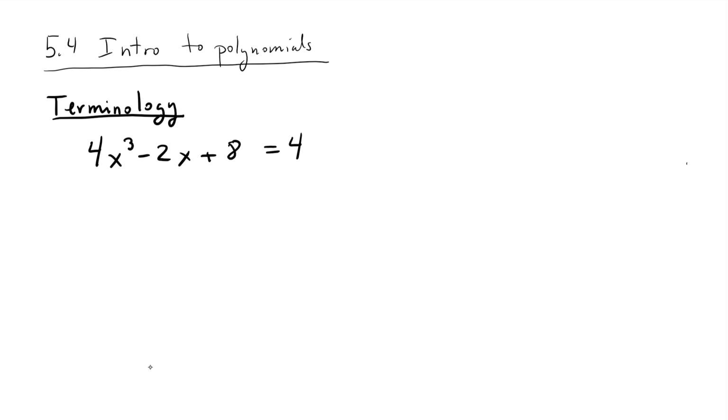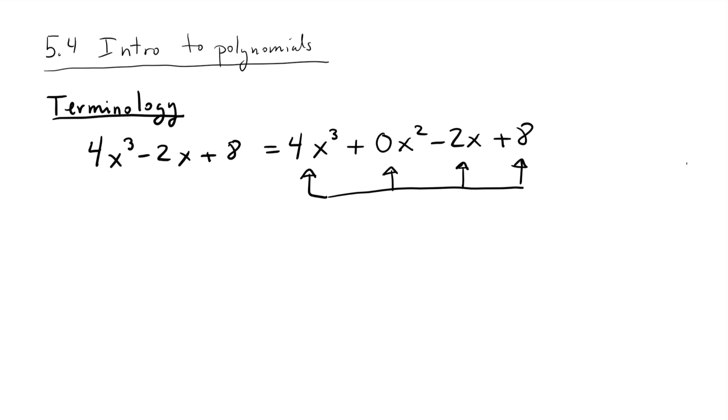Now, this polynomial, you'll see it has no x squared in it, right? So there's an x cubed, but no x squared. So in some way, there is an x squared, but it has a coefficient of 0. Okay, so I'm going to add this hidden term. So all these are called the terms of the polynomial. So if you're asked how many terms are there in this polynomial, you'd say 4. So there are 4 terms. Okay.